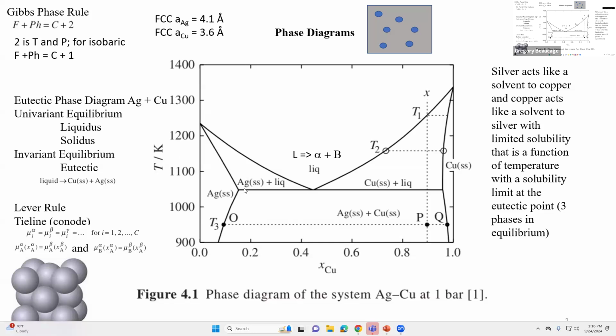So anyway, it's complicated. It can get a lot more complicated than this. But basically, this is the parent of the complicated phase diagrams that you want to think about.